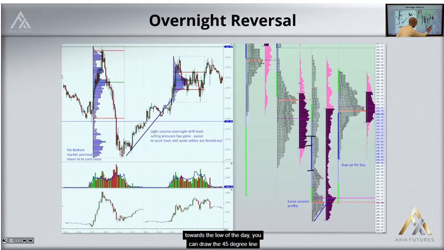You can draw the 45-degree line there from the low to the VPOC. And that gives you your very flat bottom. It's clearly not a completed move because you have a double TPO at the low. So it's an incomplete move.